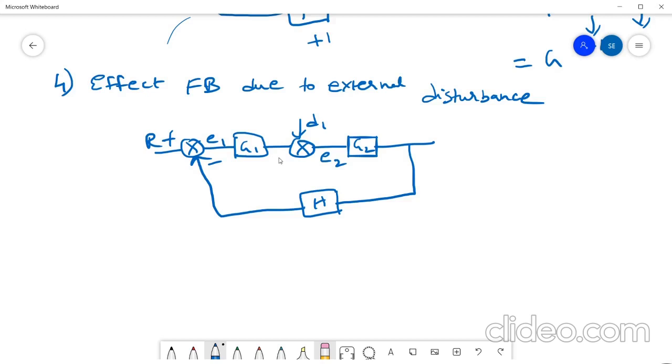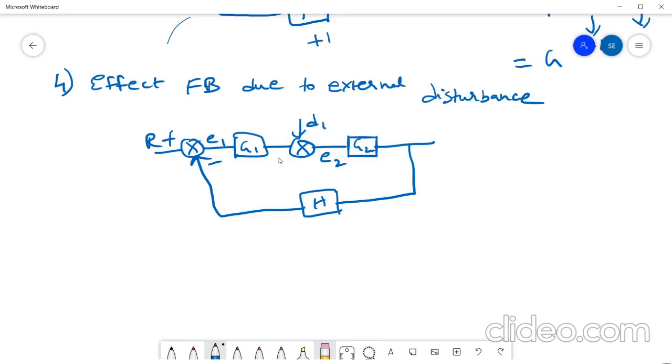Okay, fine, I'll take this as C of S. So what is C of S here actually? It is a function of D1 and G2. Let D1 be the external disturbance, and say C of S is equal to G2 into D1, right? So in the presence of feedback, the system output due to D1, right?